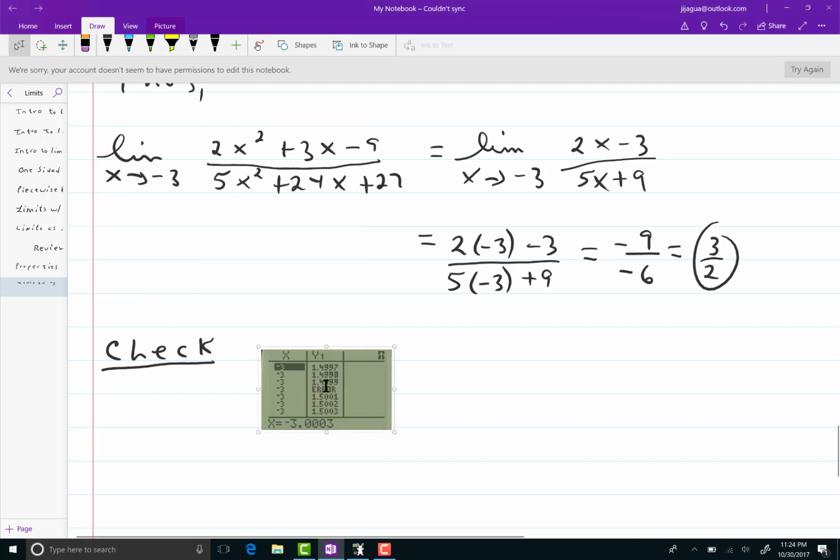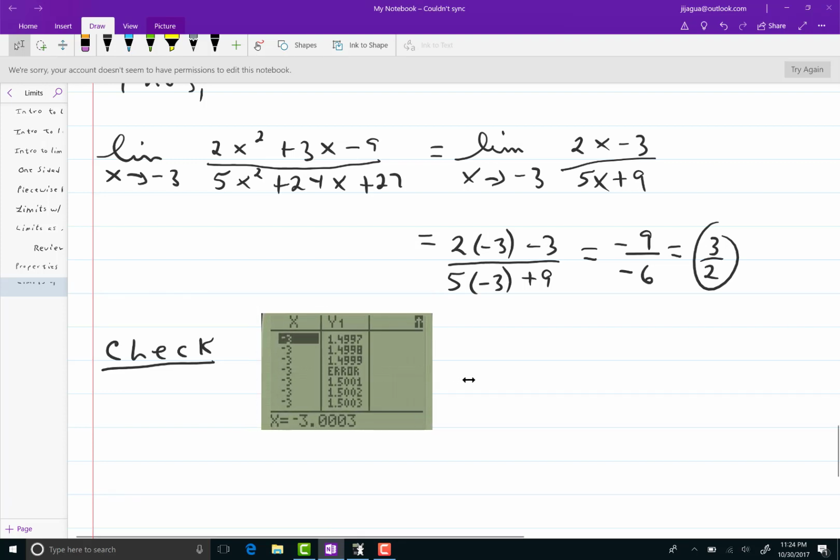Now let's stretch it out. Of course, the child is crying in the background.